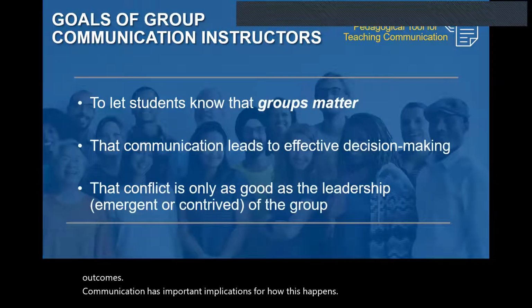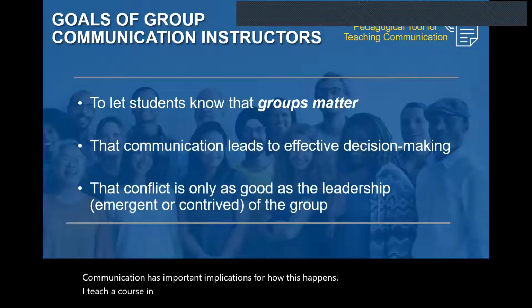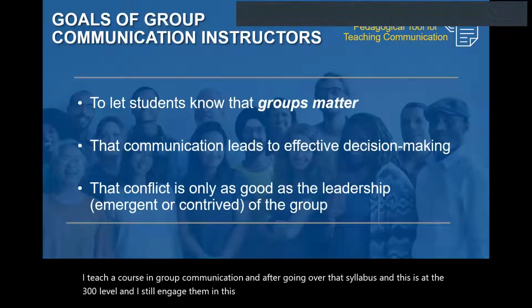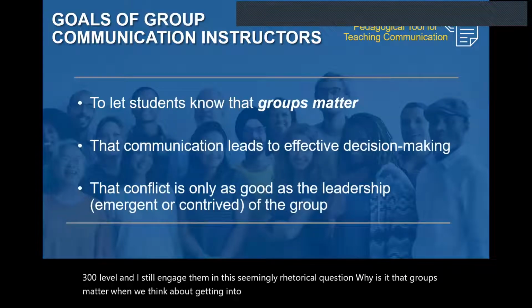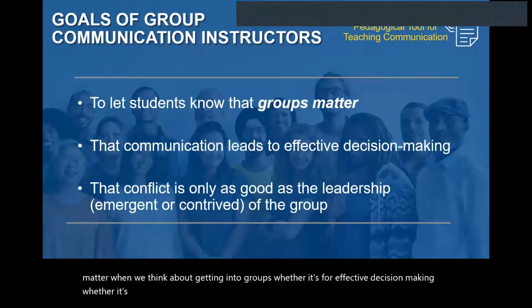I teach a course in group communication, and after going over that syllabus, and this is at the 300 level, I still engage them in this seemingly rhetorical question: why is it that groups matter? Well, when we think about getting into groups, whether it's for effective decision making, for emergent or contrived leadership, or for argumentation, it's all about communication.